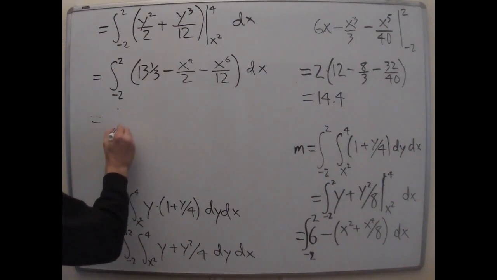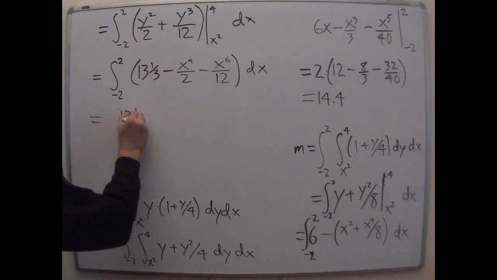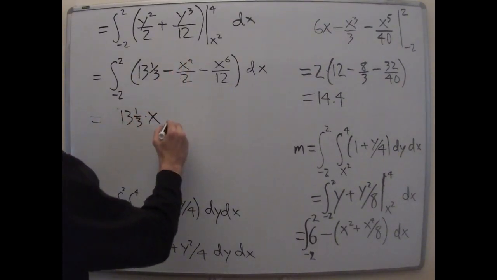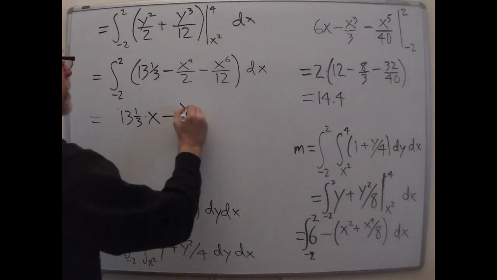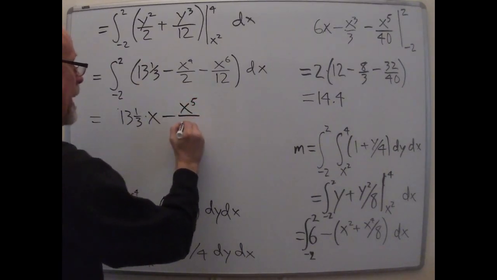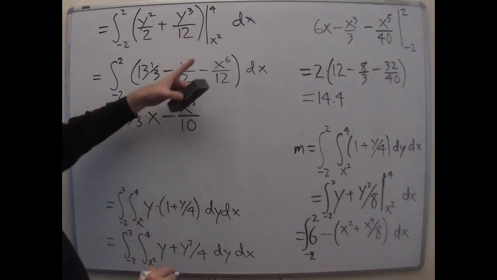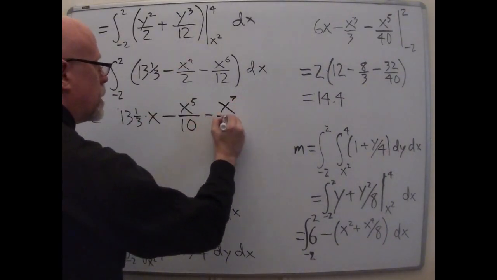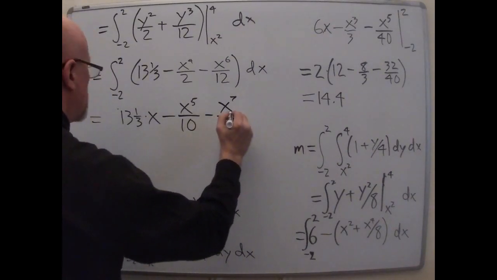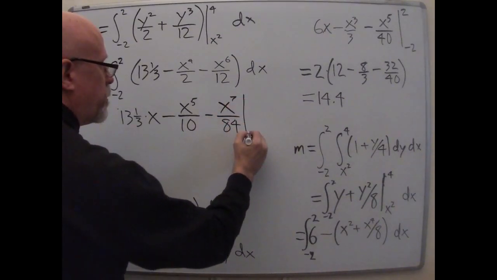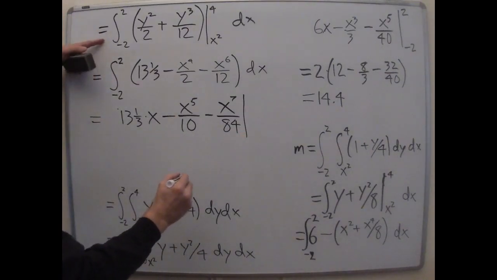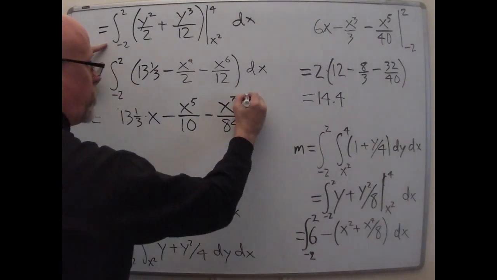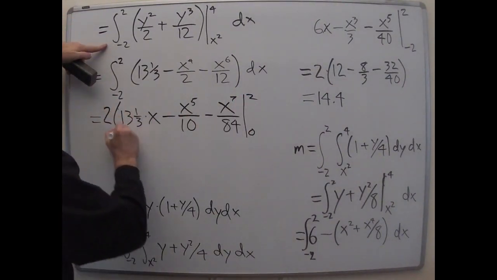Well, 13 1/3 is going to turn into 13 1/3 times x. That's nice. X to the 4th over 2 is going to turn into x to the 5th over 5 and 2. That's 10. And that'll be x to the 7 over 84. That gets evaluated from, well, let's just play it smart. We again have odd things in the thing, so we get the same result if we go 0 to 2 and double it.